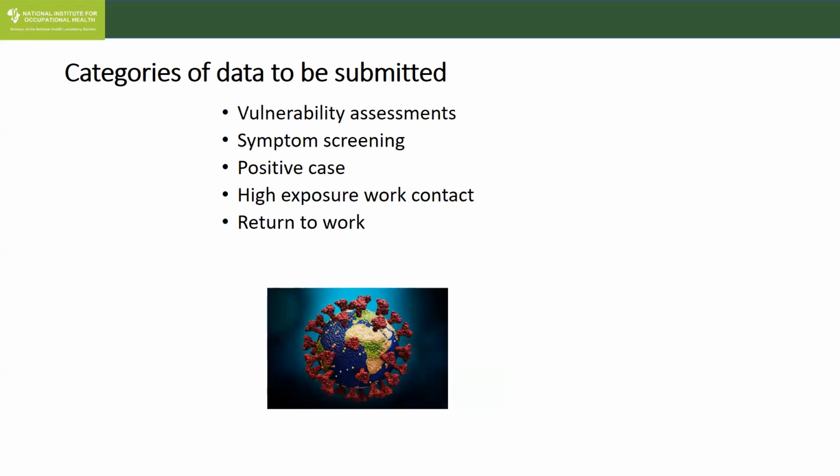So after you register, each business is supposed to have done a vulnerability assessment, and that should have been done right at the start of the pandemic, and this has to be submitted. Then symptom screening, and then positive case, and included in the positive case data submission platform, you will include the high exposure work contacts, so not community, but work contacts, and then return to work with the outcome. So I'm just going to go through each of these different categories in a bit more detail.